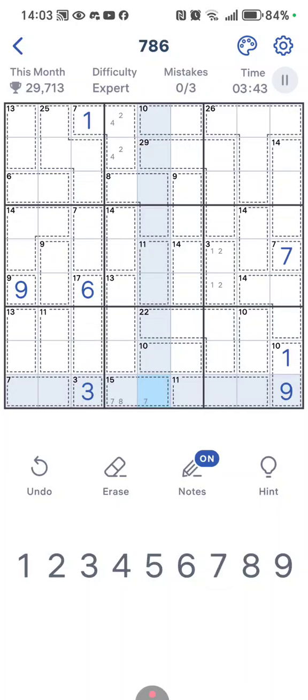7 and 8 is going to be 15. So this can't be 3. So this is going to be 1, 2, 5, and 6. So that means this is going to be 1, 2, 4, 5, 6. 2, 4, 5, 6. Oh, that can't be 2 either. 2, 4, 5, and 6.